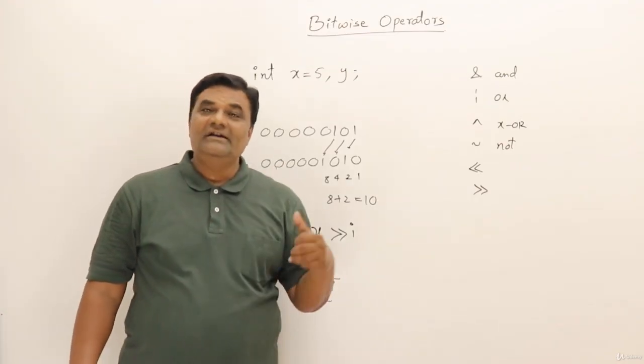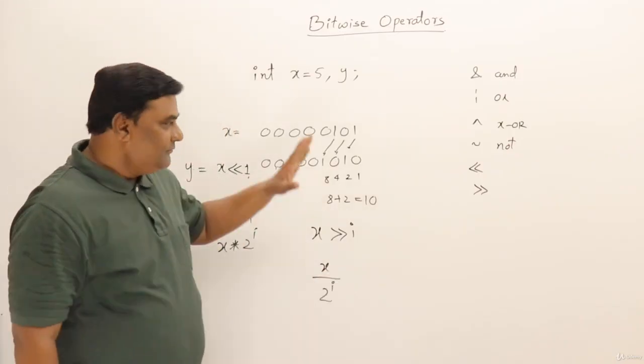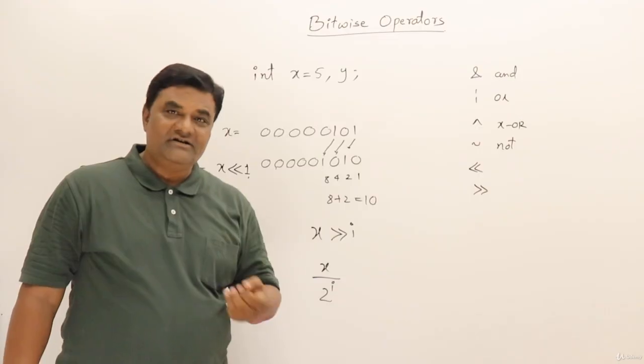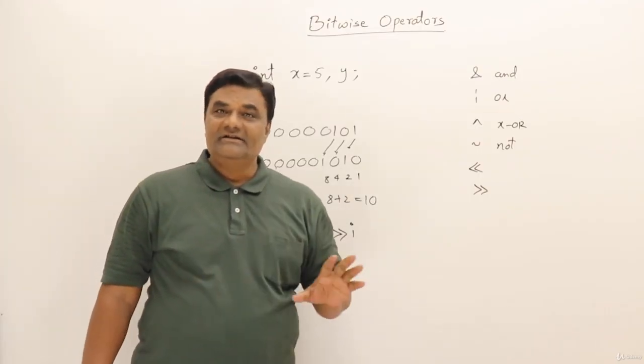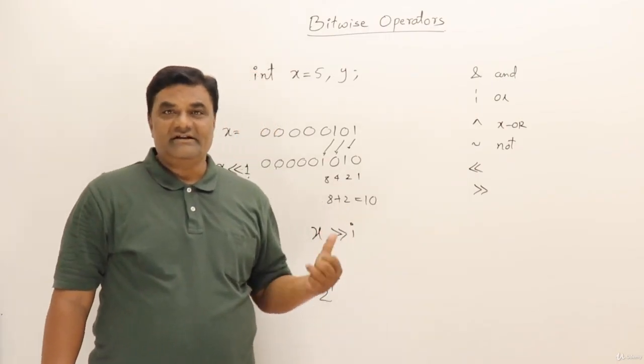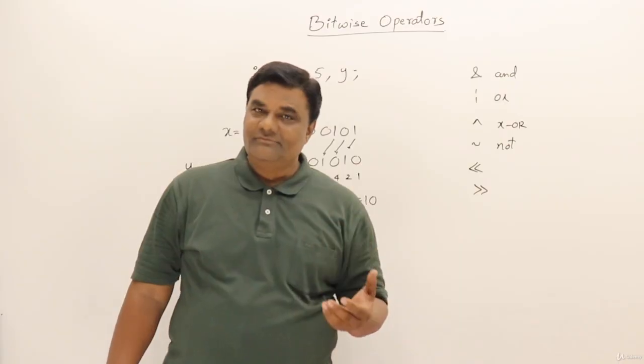But one thing you should remember here: the sign bit is not included. The most significant bit, if the number is negative, remains negative. If it is positive, it remains positive. The sign bit is not disturbed in left shift and right shift operations. Let us see this practically by writing some program.